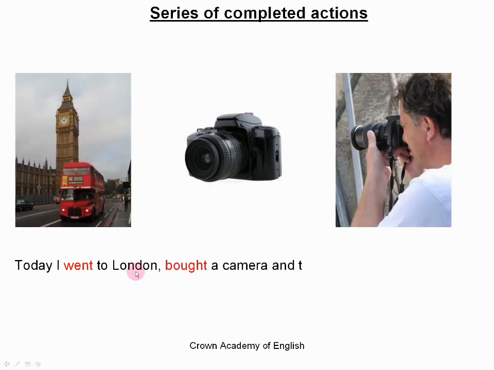Today I went to London, bought a camera, and then took some photographs. Okay, so we can see we have the subject, I, and then we have a list of completed actions, all in one sentence. And each verb is in the past simple. So this is the past simple of go. This is past simple of buy. And this is the past simple of take. So they are irregular verbs.